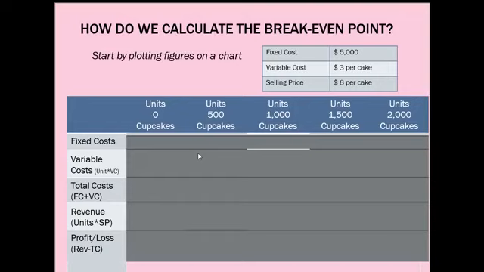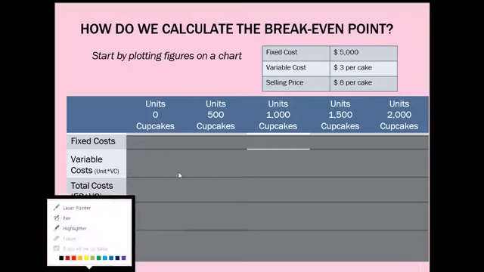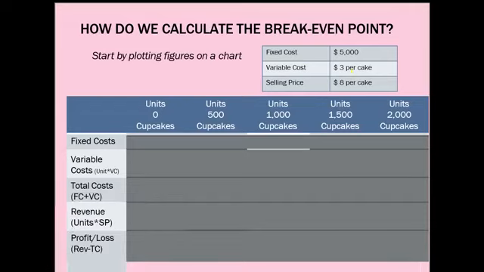Now, look at this table. We have to fill this table. How do we calculate our break-even point? Let's start by plotting this figure on the chart. We've been given our fixed cost. Our fixed cost is $5,000.